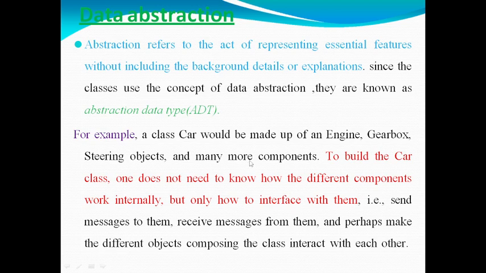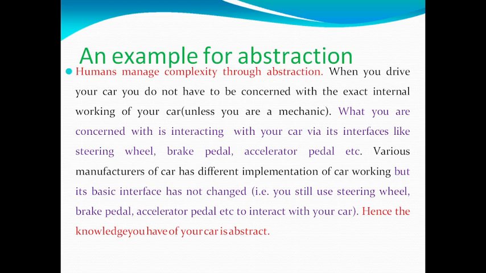Then data abstraction. Data abstraction is representing the essential features without including the background details or explanation. This is called abstraction. You can extract from some specific details. This is called data abstraction. Example, a class of car would be made of the engine, gearbox, steering object, and many more components. To build a car class, one does not need to know how different components work internally, but only how to interface with them, send messages to them, receive messages from them, and perhaps make the different objects composing the class interact with each other. This is the example of abstraction.